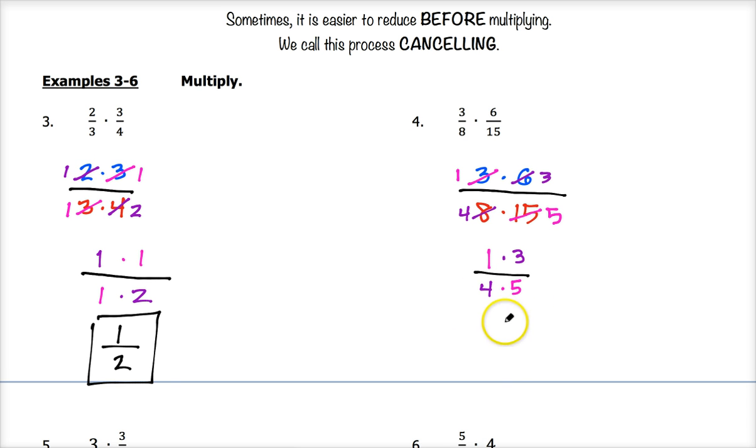One times 3 is 3, and 4 times 5 is 20, so this becomes 3/20.